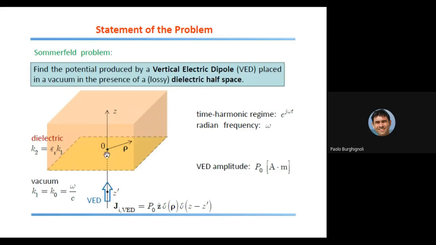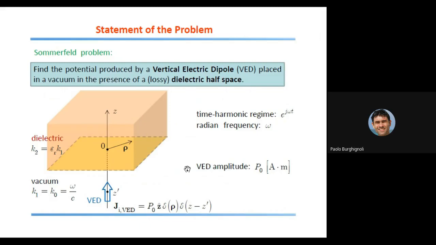The origin of the reference system is at the interface between the lower half space, filled with a vacuum, and the upper half space, which is filled with a dielectric, which we will assume for simplicity to be non-magnetic, and so characterized by a generally complex relative permittivity epsilon r. As I said, we are in a time harmonic regime, and the time dependence that we will assume is of this kind, the exponential e to the j omega t, where omega is, of course, the radian frequency.